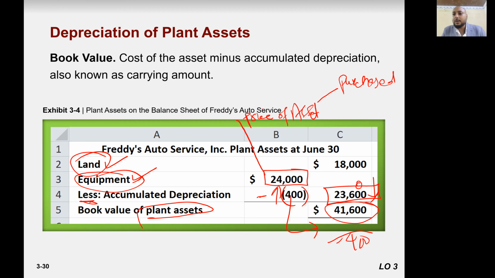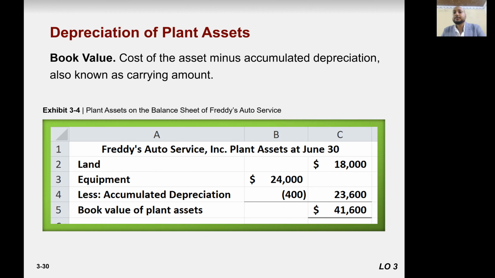Guys, do you understand the concept of accumulated depreciation? Yes. Good. So what is the entry to record the depreciation? Adjusting entry, depreciation expense to accumulated depreciation.